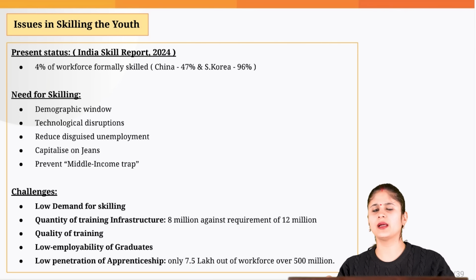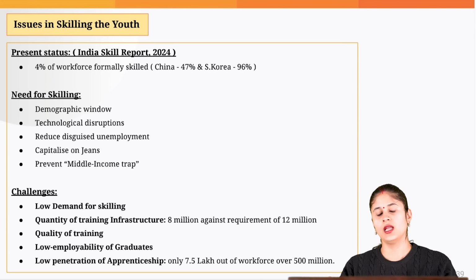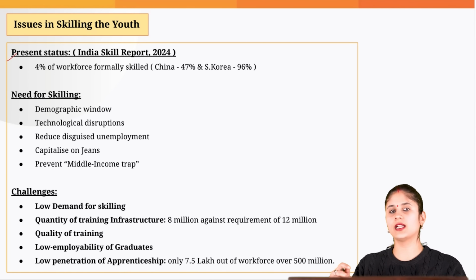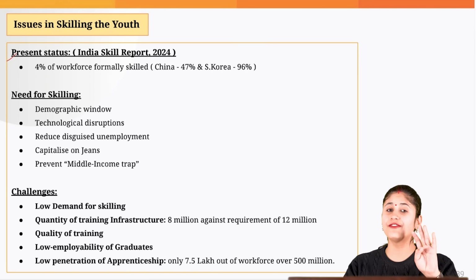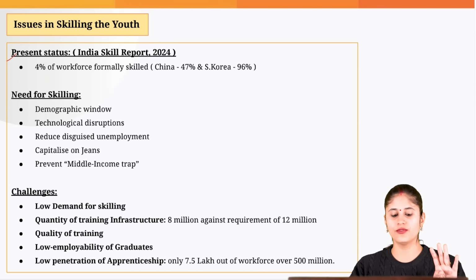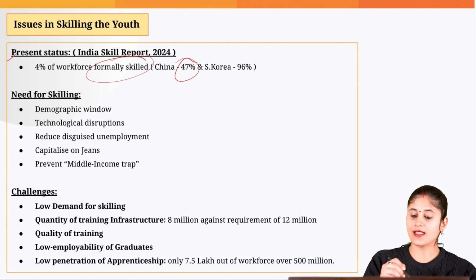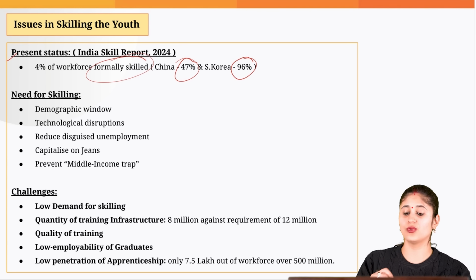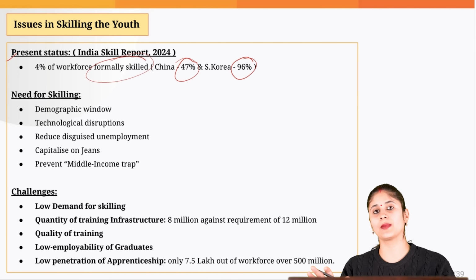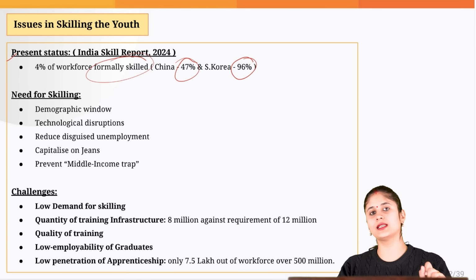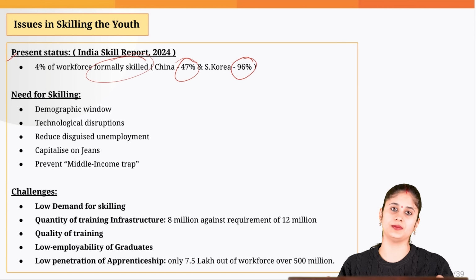point of view it becomes all the more important for India to skill the workforce. Now, for this, you need to first understand what the present status is. If you go by the India Skill Report, merely 4% of India's workforce is formally skilled. If you compare it with China, 47% of the youth, and when it comes to South Korea, 96% of their workforce is formally skilled. Now, why am I using this word formally skilled? If you are formally skilled, this enhances your employability potential.